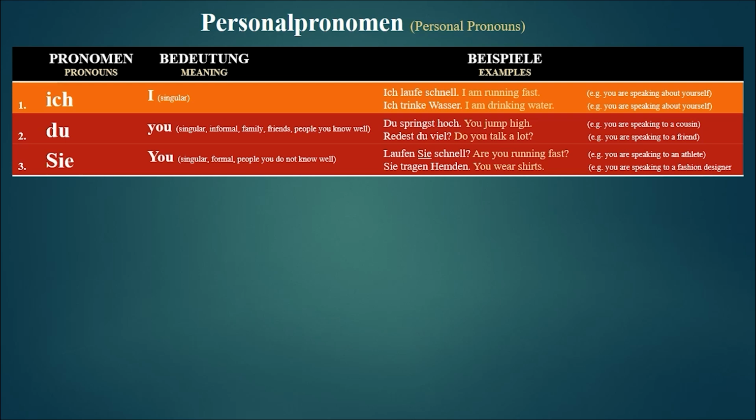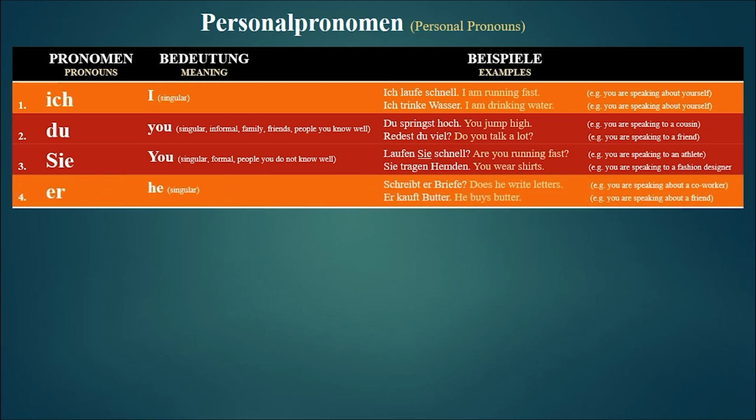Good. So let's remember du and Sie. Du for informally addressing people, and Sie for formally addressing people. Both mean you, but one is used for speaking to people informally, du, and the other for speaking to people formally, Sie.